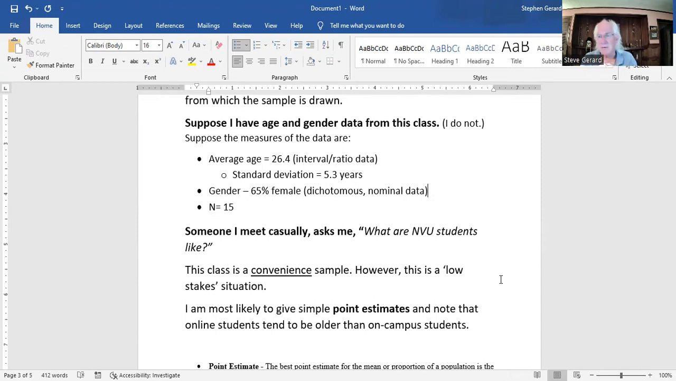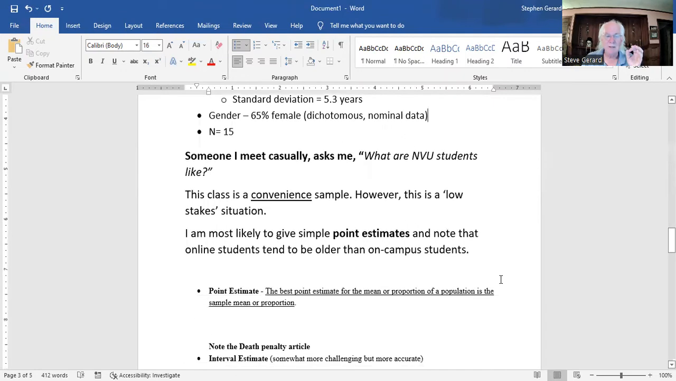If I'm just sitting and talking with somebody over cocktails at a party, and they ask about NVU students, I'm not going to get into all that stuff. I'm going to say, oh, they're about 26 years old, give or take 5 years, and 2 out of 3 of them are female. Those are point estimates. The best point estimate for the mean of a population, or for the proportion, is the sample mean or sample proportion.